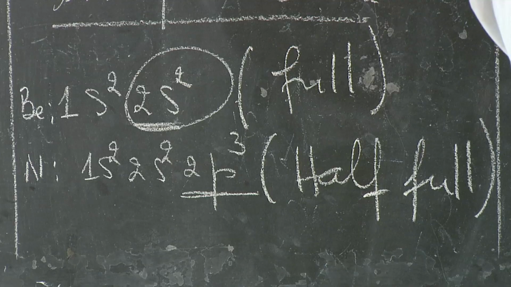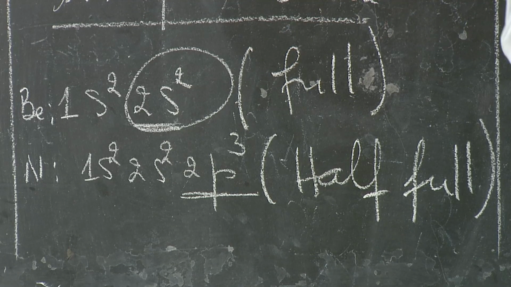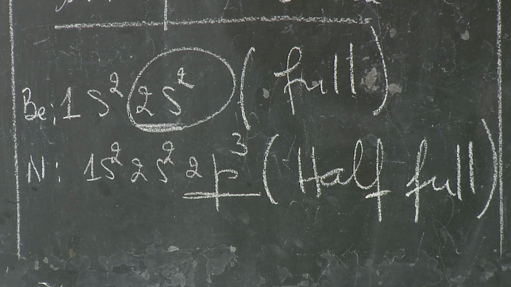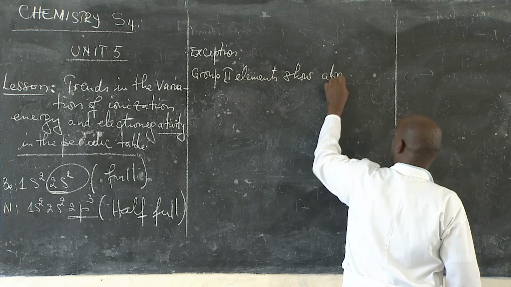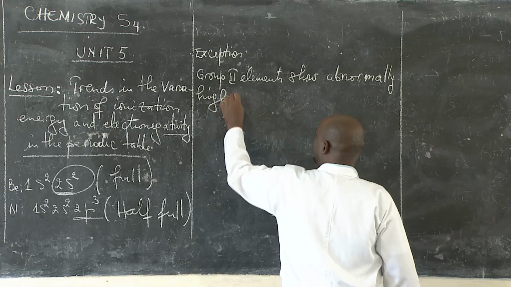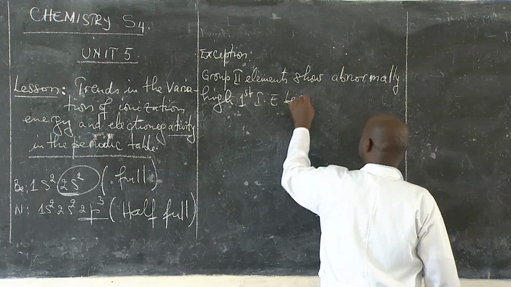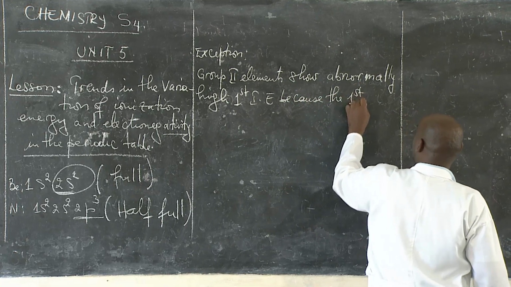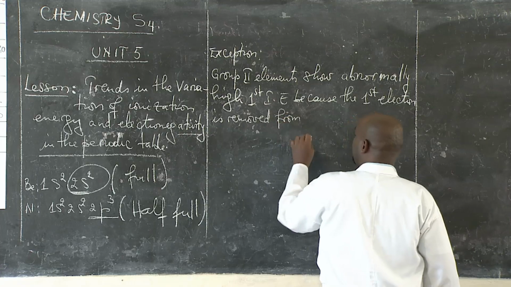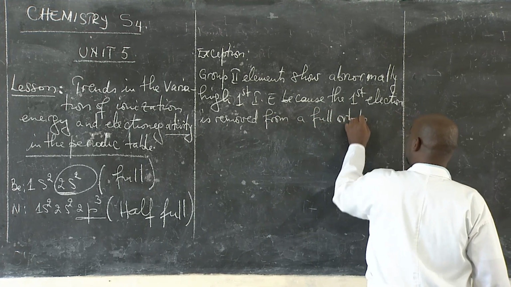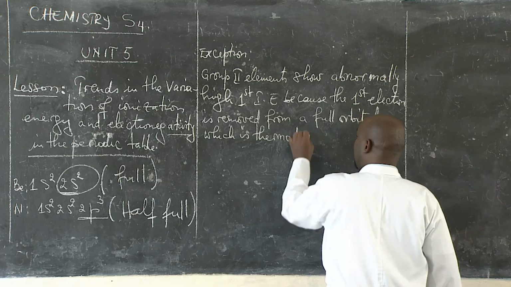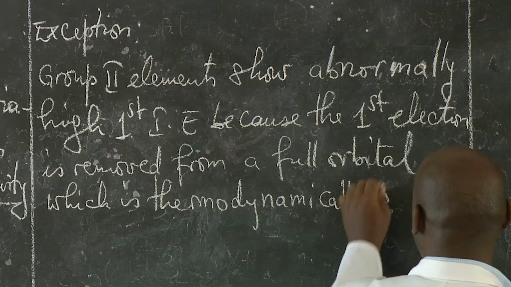So the exception we have here: group 2 elements show abnormally high first ionization energy because the first electron is removed from a full orbital which is thermodynamically stable.